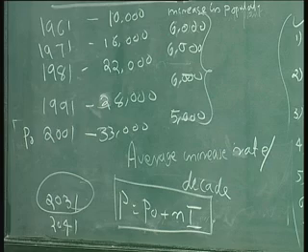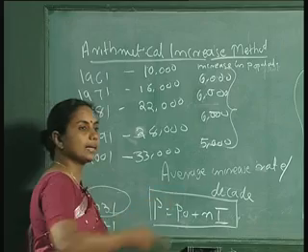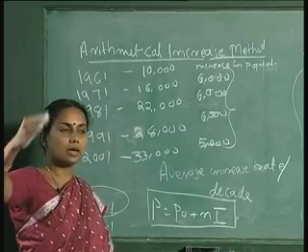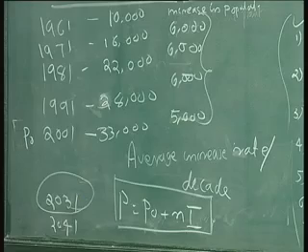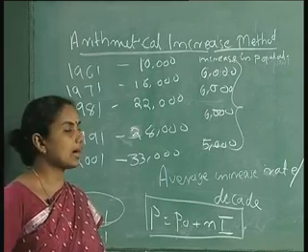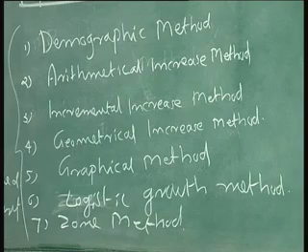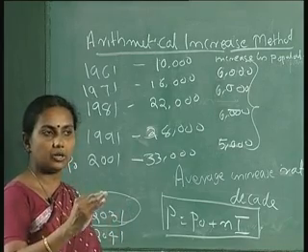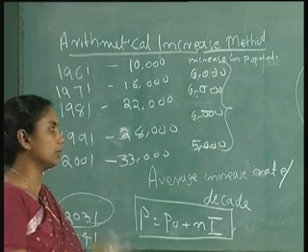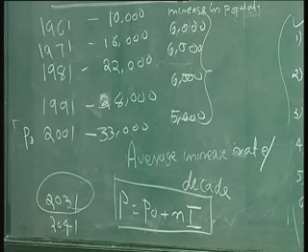But if you go for this arithmetical increase method, if you see any community, we know that the population increase is not constant with respect to time. When the facilities are more and all those things, most of the time the population will be increasing at a faster rate. So the arithmetical increase method always predicts a lower value than the actual value, because the population increase is not constant, it keeps on increasing.